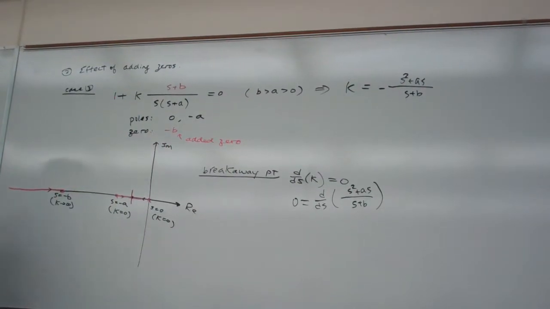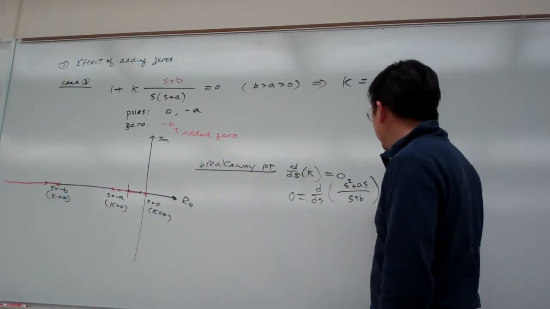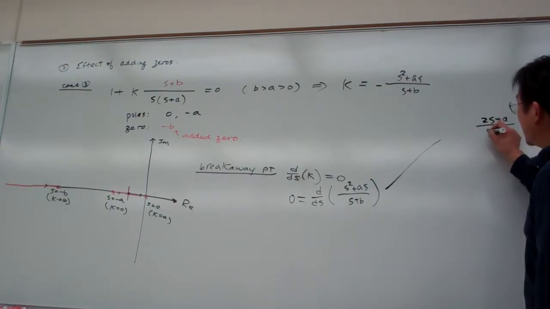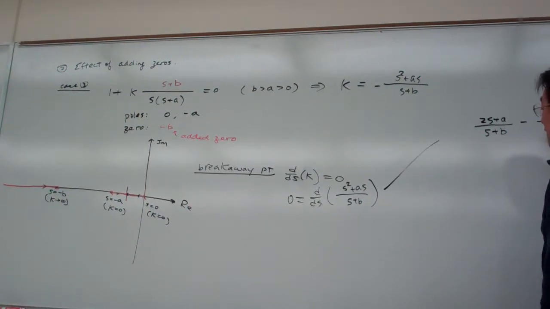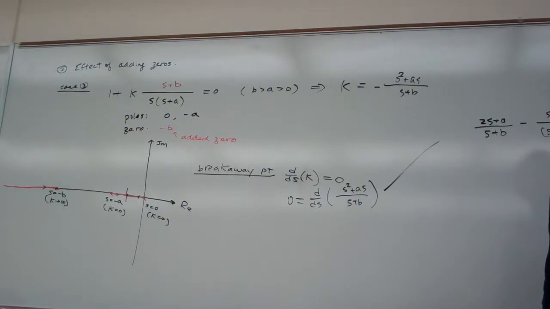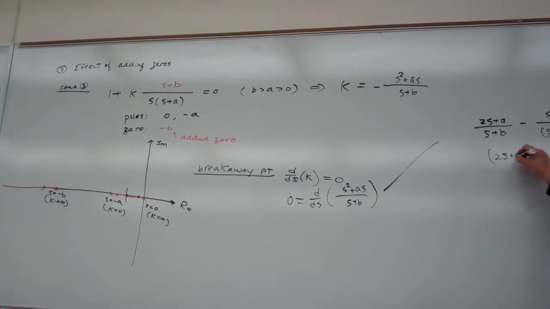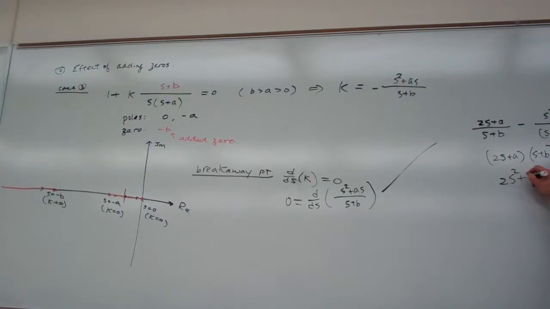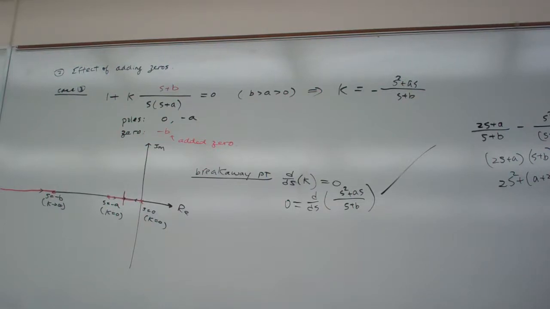So since we have to solve for this one, here we should have two values. Let me solve for this one quickly. For this one, (2s plus a)(s plus b) minus (s squared plus as)(1) equal to 0. I take the same rule. So that is (2s plus a)(s plus b) minus (s squared plus as) equal to 0. So here is 2s squared plus (a plus 2b)s plus ab minus s squared minus as equal to 0.